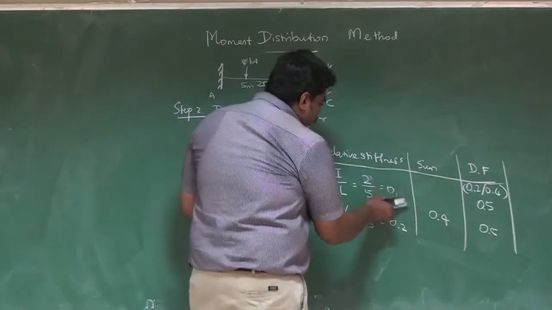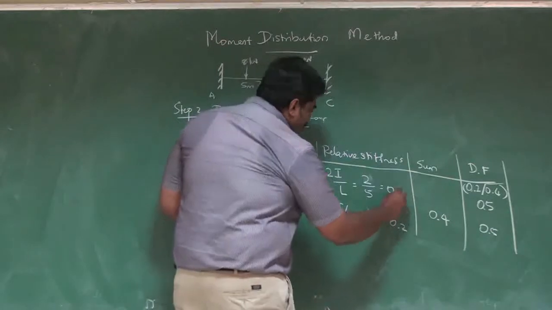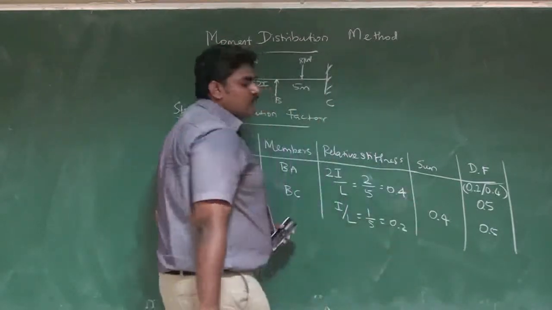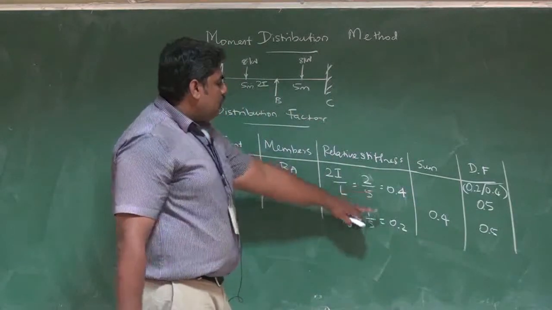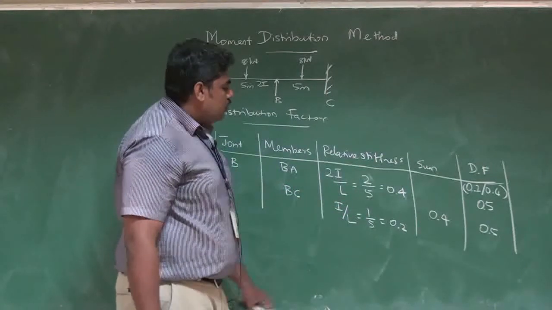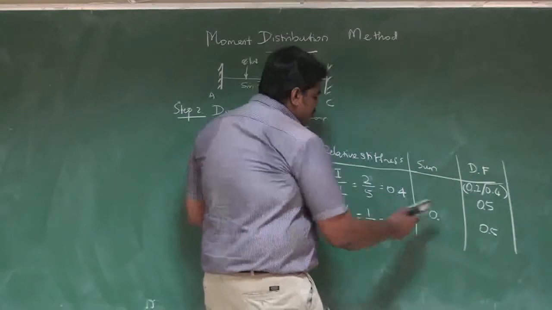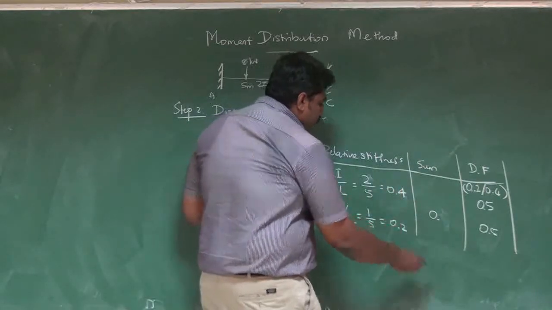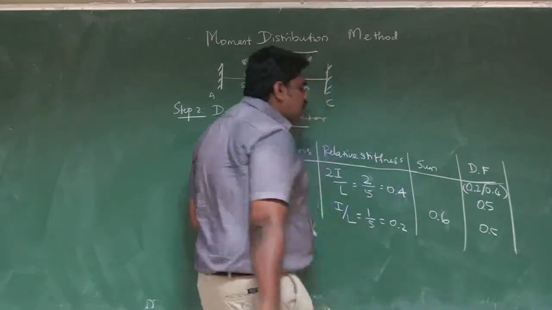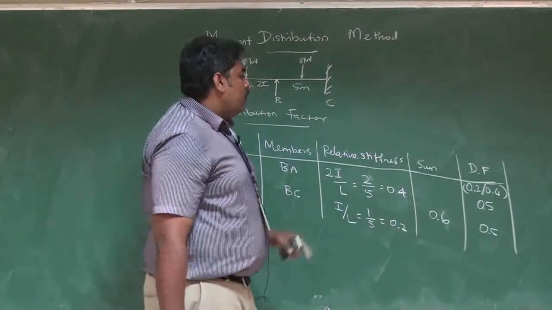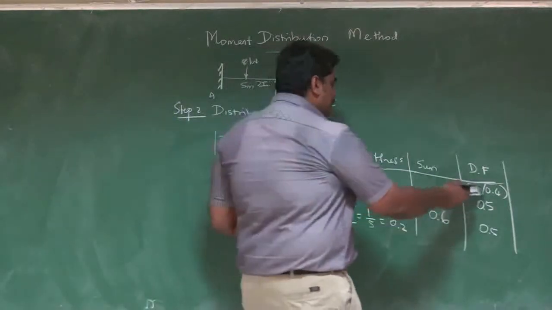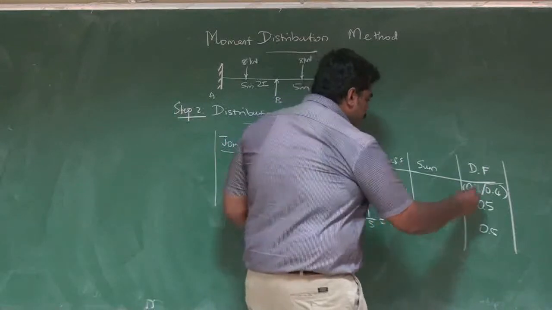This value is going to be 0.4, right? So 0.4 divided by 0.2. 0.2 is for the right span, right? So when you come to the sum, you have to add up these two values together. So adding these two will give you 0.6. Right. So now calculating the distribution factor, it will be 0.4 divided by 0.6.